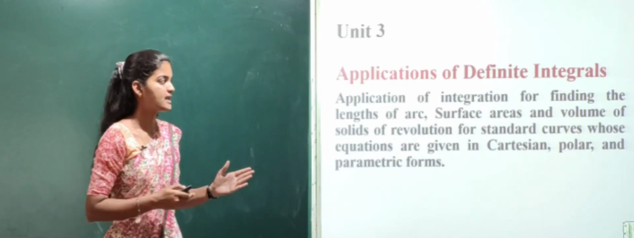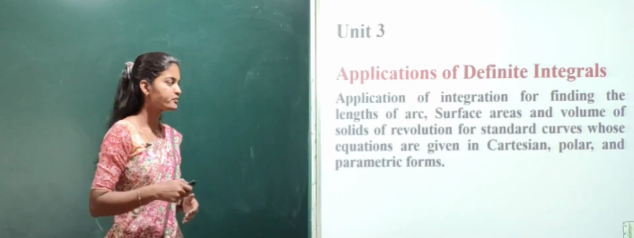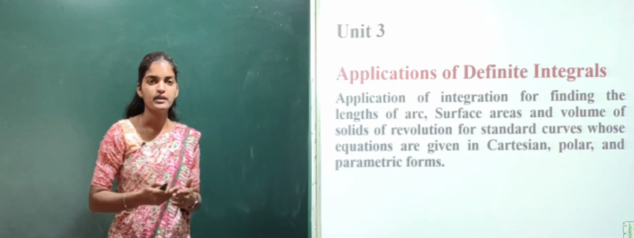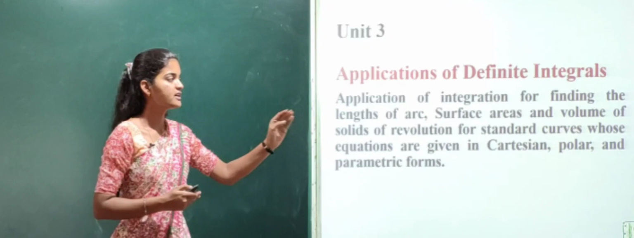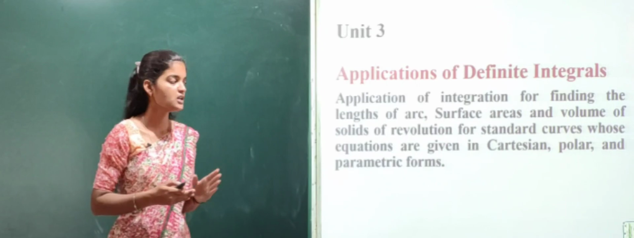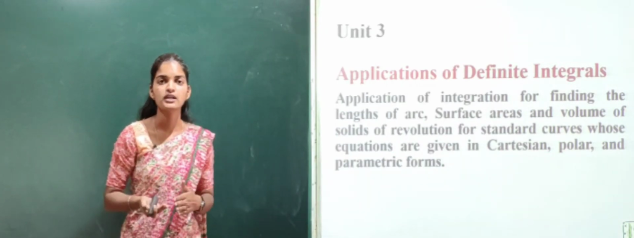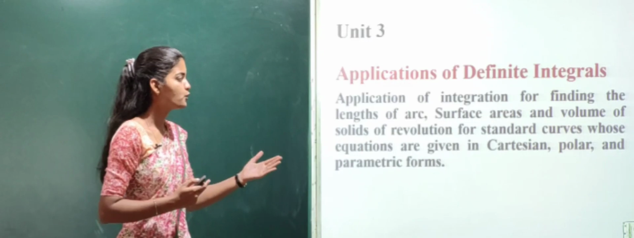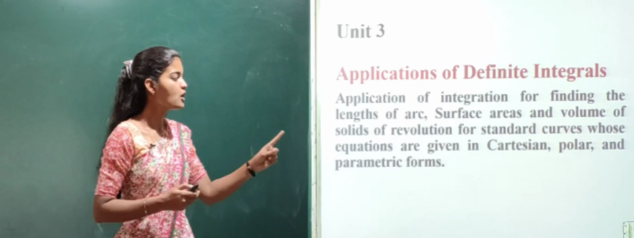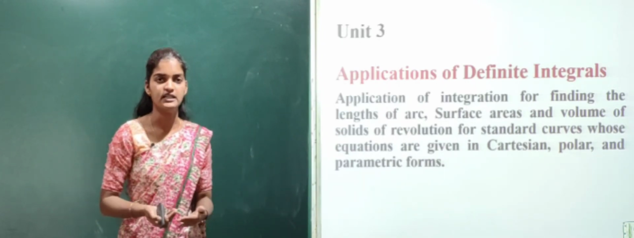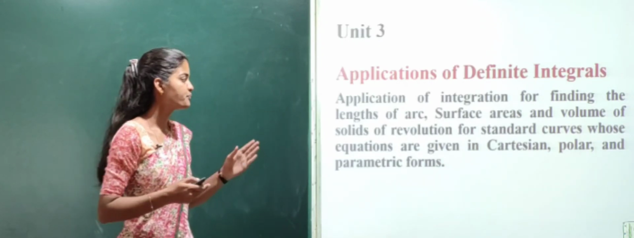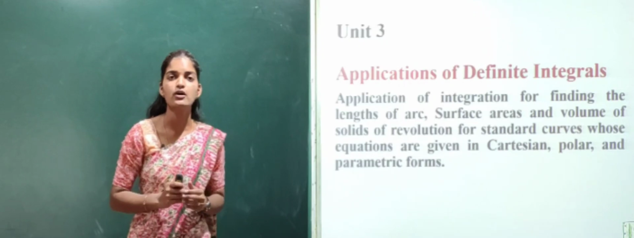Next comes surface area and volume of solids of revolution for standard curves whose equations are given. That means by using definite integrals we will find the surface area as well as the volume of the solids. The equations of the solids may be given in Cartesian, polar or parametric forms. For these 3 types, we will find the surface area and volume of the solids of revolution. Yes, this is about unit 3.